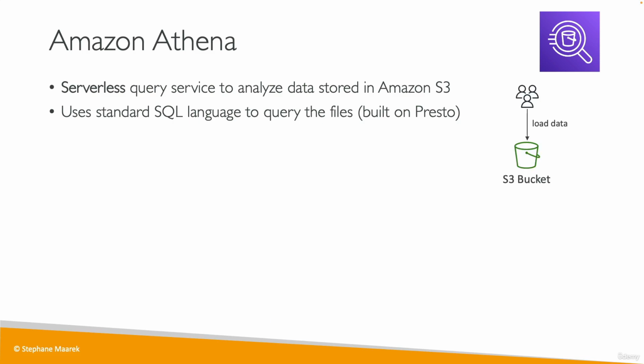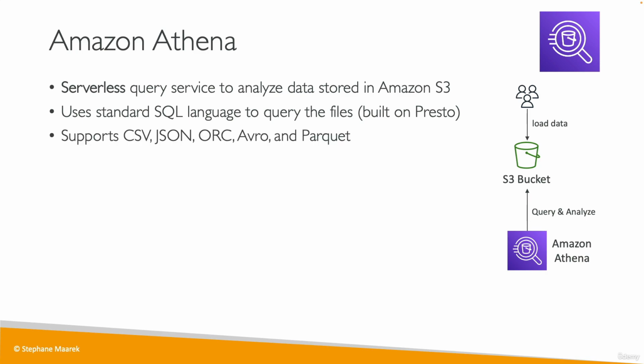So the idea is that users are going to load data into your S3 bucket, or you are going to load data into your S3 bucket, and then you would use the Athena service to query and analyze this data in Amazon S3 without moving it. So Athena is serverless and it analyzes your data directly in your S3 bucket. It supports different formats such as CSV, JSON, ORC, Avro, and Parquet, and possibly others.